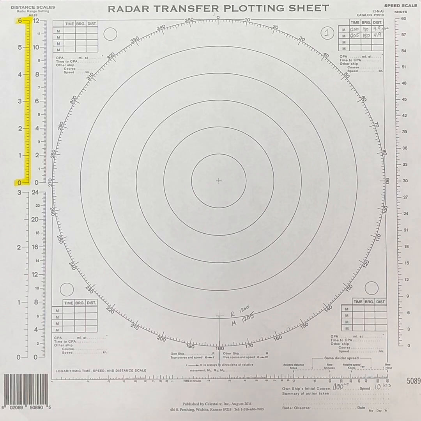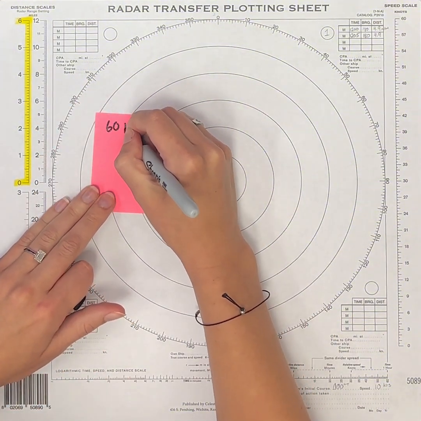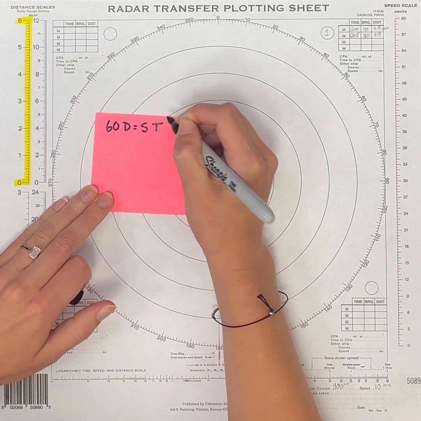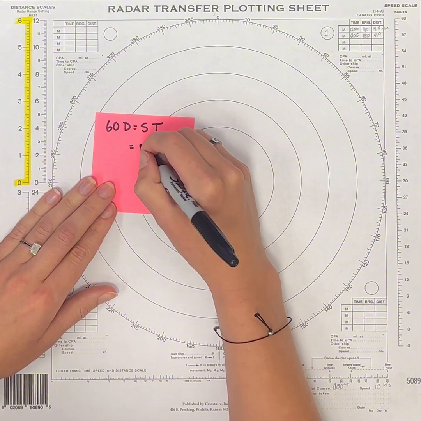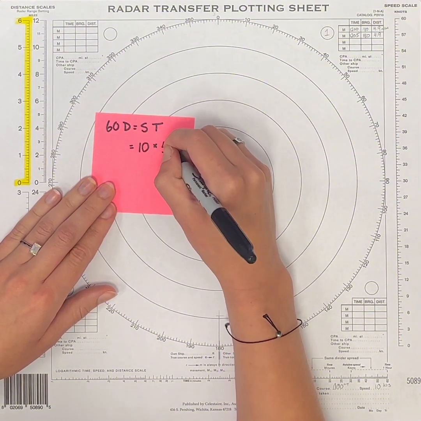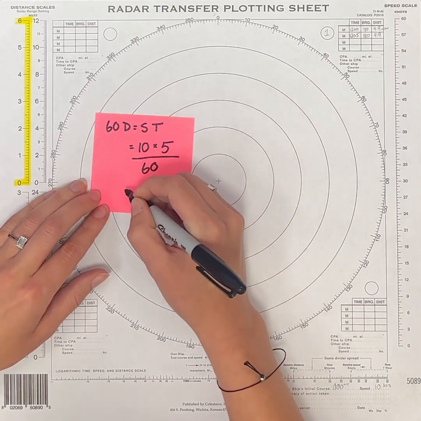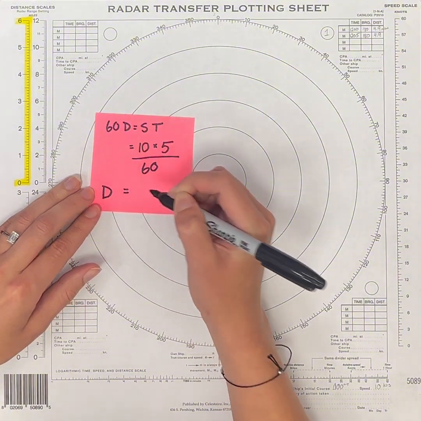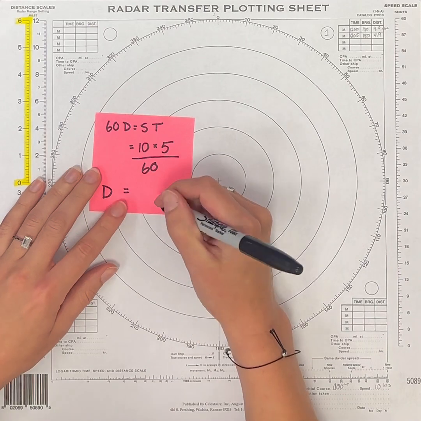Next, we have to figure out the distance that E should be from R. Again, we do this by using 60 D Street. D stands for distance, and then speed and time. Since we're looking for distance, we use our own ship speed of 10 knots, the time between bearings and ranges, which was 5 minutes, and then we just divide that by 60. So we get a distance of 0.83 repeating.